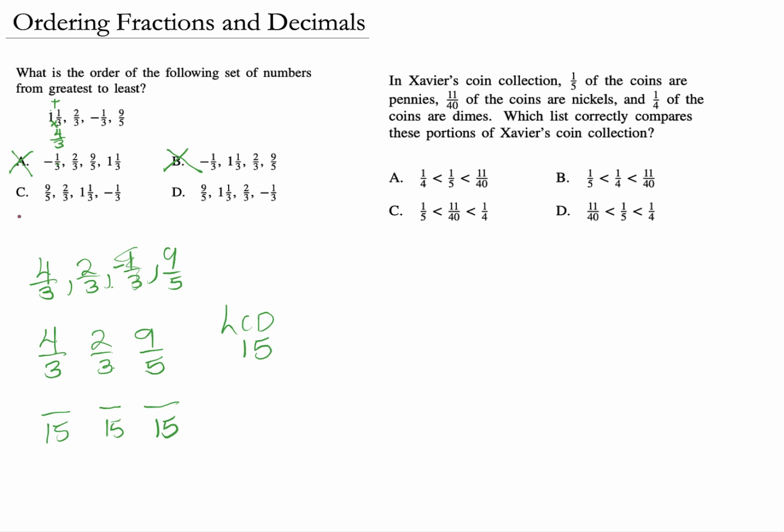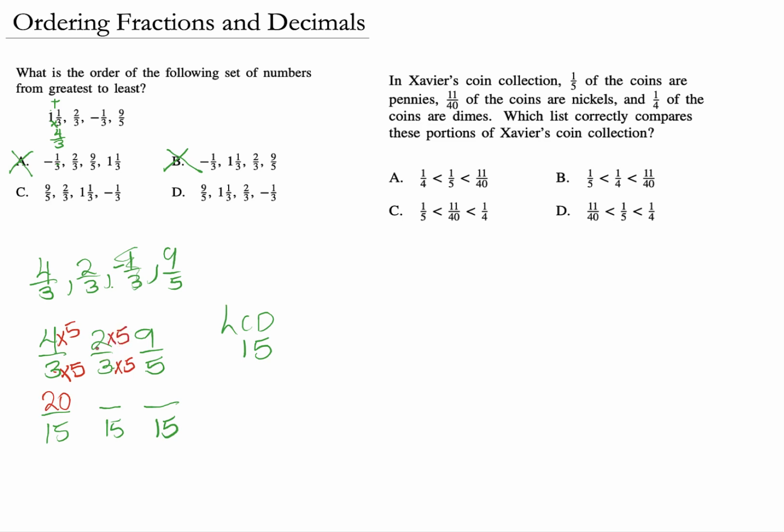Now, to make your equivalent fraction, you ask, okay, what would I have to multiply 3 by to make 15? That would be 5, which means that when you multiply 4 by 5, you get 20. Now, to make 3 into 15, I would have to multiply by 5.